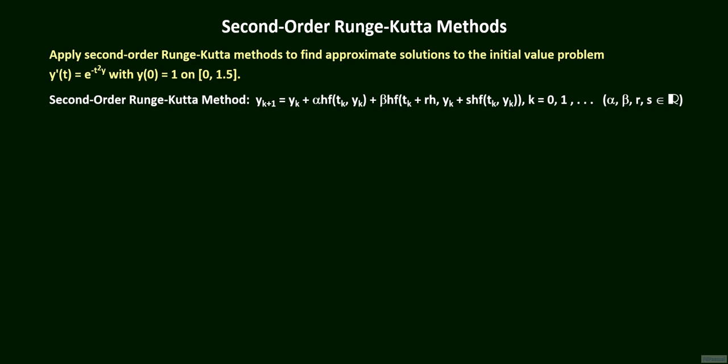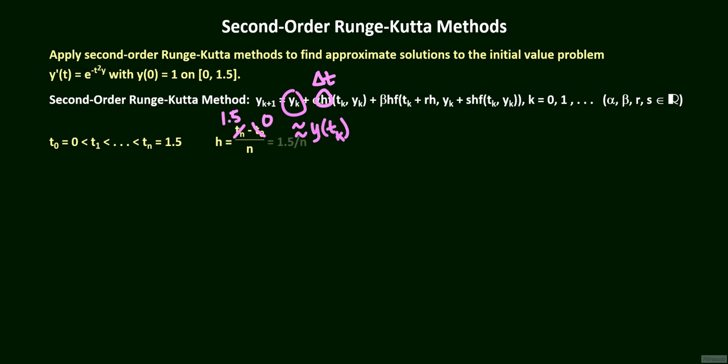Here is the general recursion formula for the second-order Runge Kutta method. In this formula, y sub k is the approximation, if not the exact value, of y of t sub k. H represents the step size between the partition points t sub k of the interval from t equals 0 to t equals 1.5. If we apply a uniform partition to the interval using the partition points t sub 0 all the way up to t sub n, then the step size h will be equal to t sub n minus t sub 0 divided by n. T sub n will be 1.5, and t sub 0 will be 0, so that h will be 1.5 over n. T sub k plus 1 will be t sub k plus h.